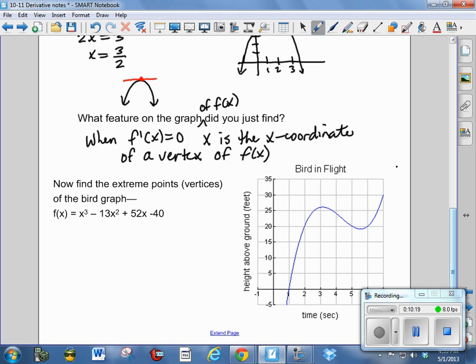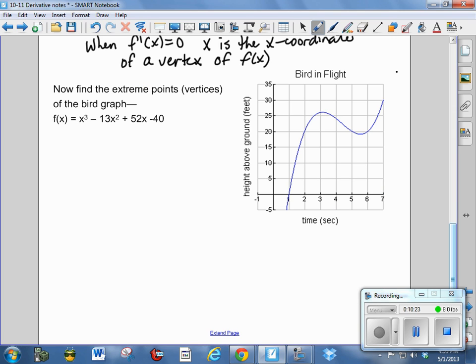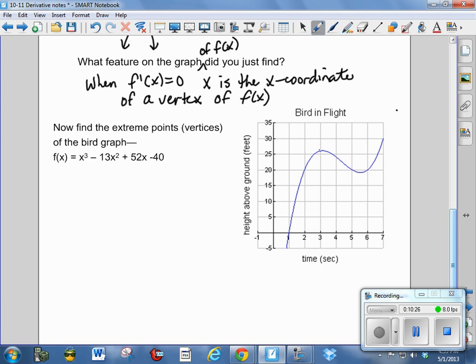Now the next graph happens to have two vertices. It has one here and one here, and I'd like to be able to find the coordinates of that, neither of which are going to turn out to be nice numbers. So first of all, start by finding f prime of x. So f prime of x in this case is 3x squared minus 26x plus 52.